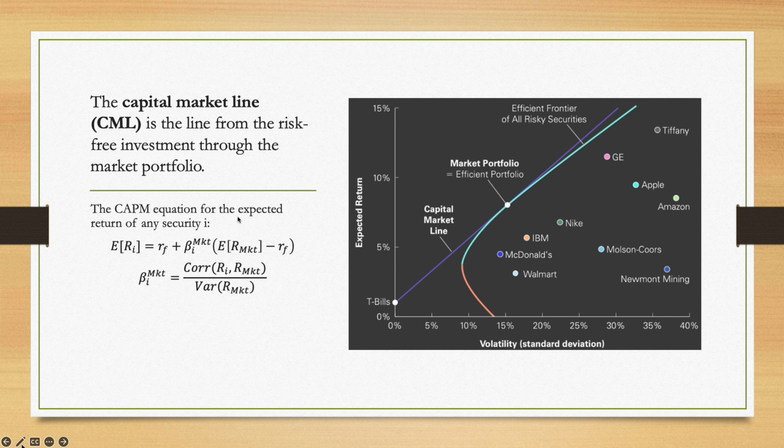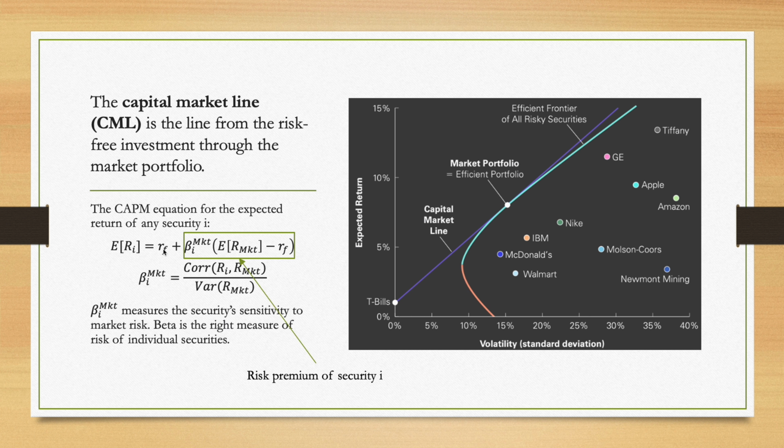The model's equation for the expected return of any security i equals the risk-free interest rate plus the risk premium of security i. And the beta of security i to the market portfolio measures the security's sensitivity to market risk. Because investors can eliminate specific risk by diversifying their portfolio, beta is the right measure of risk of individual securities.